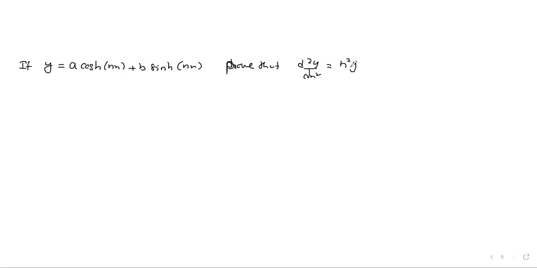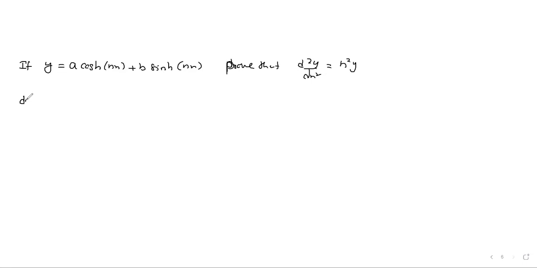Right, they can give you a question like this: if y equals a cos nx plus b sin nx, prove that d squared y by dx squared equals minus n squared y. That's a way of proving, right? Okay, now let's see how to prove this.